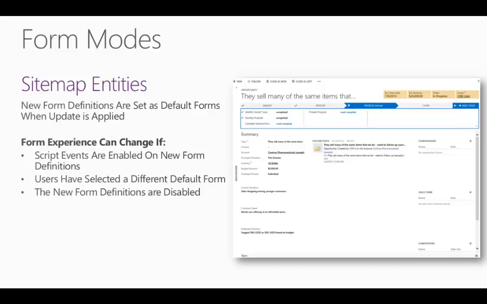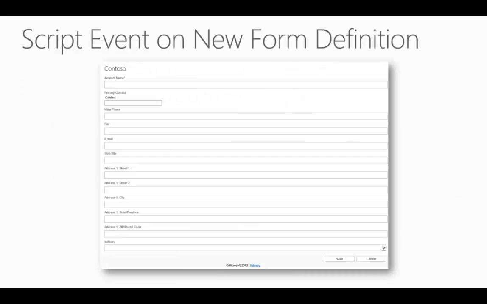However, the form experience in these entities can also vary when viewed on the iPad based on whether script events are enabled on the new form definitions, you have selected a different default form definition in the form selector, or the new form definitions have been otherwise disabled. In the traditional web client experience, if the new form definitions have been modified to include script events, the classic mode of the new form definition is displayed. That is, the new form definition is loaded using classic mode features such as the ribbon and left navigation area.